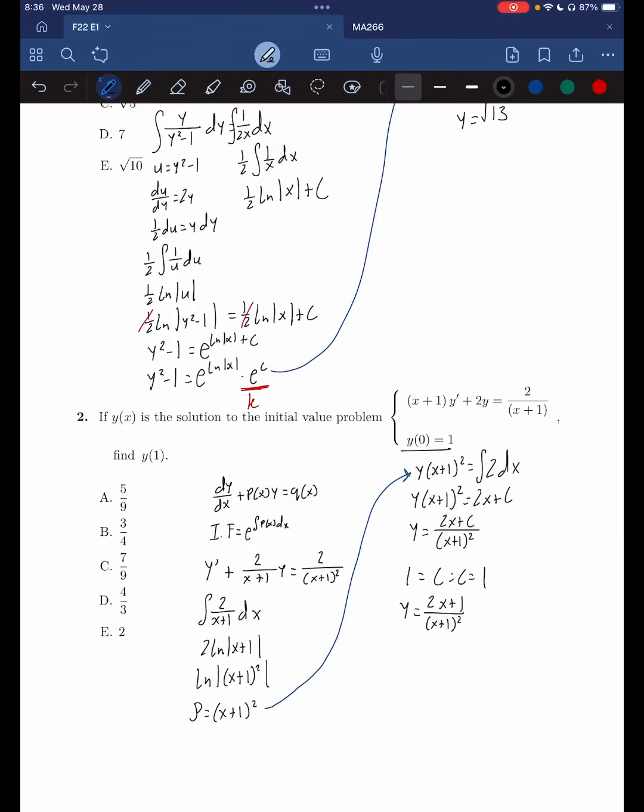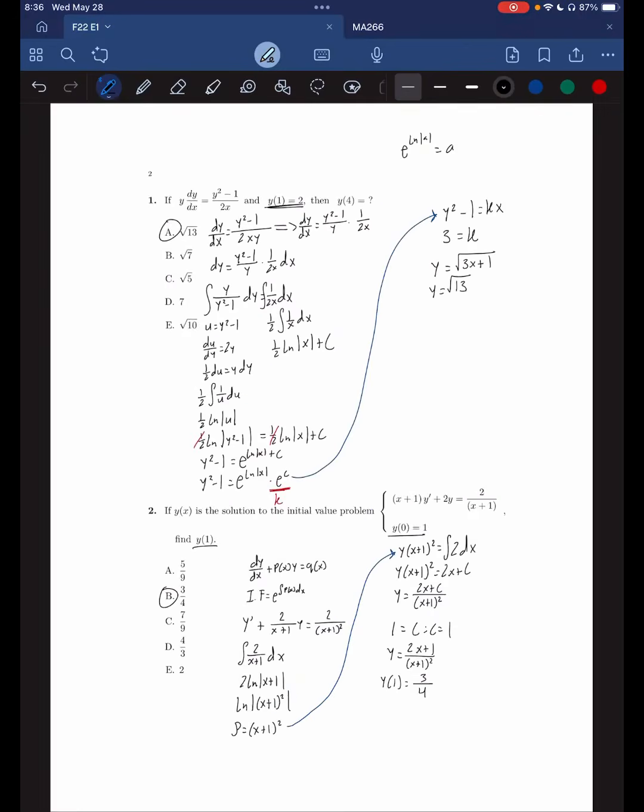Now we want to find y of 1. So just plug in x equals 1. So y of 1 equals 2 times 1 is 2, plus 1 is 3. 1 plus 1 is 2, and 2 squared is 4. So the answer you get is 3/4, which is the correct answer, and it matches the key. Okay, so that's 1 and 2.